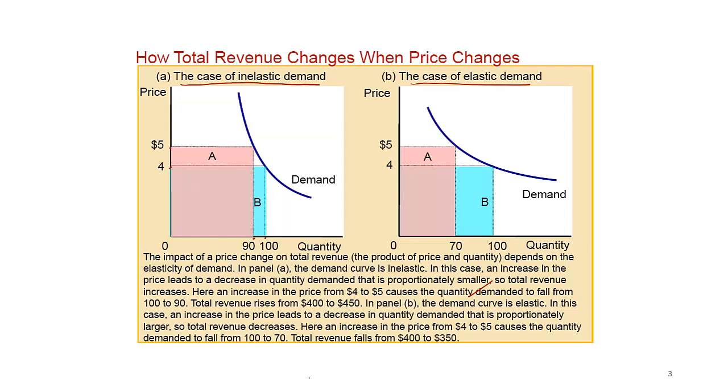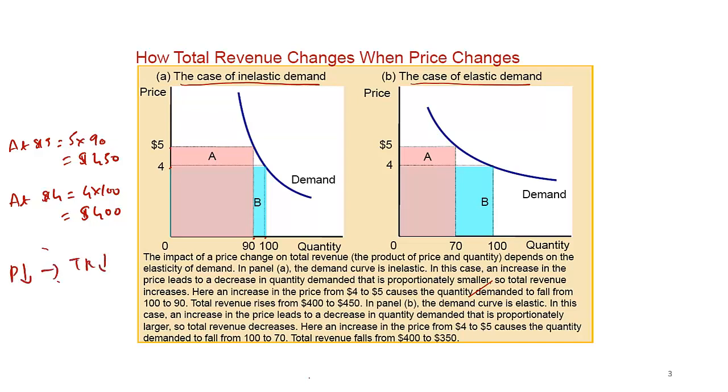What happens to total revenue in this case? At $5, revenue is 5 times 90, which is $450. At price $4, revenue is 4 times 100, which is $400. What we see here in the case of inelastic demand is that as price decreased, your revenue decreased. So price decreased, which means total revenue decreased. This is the case of inelastic demand.